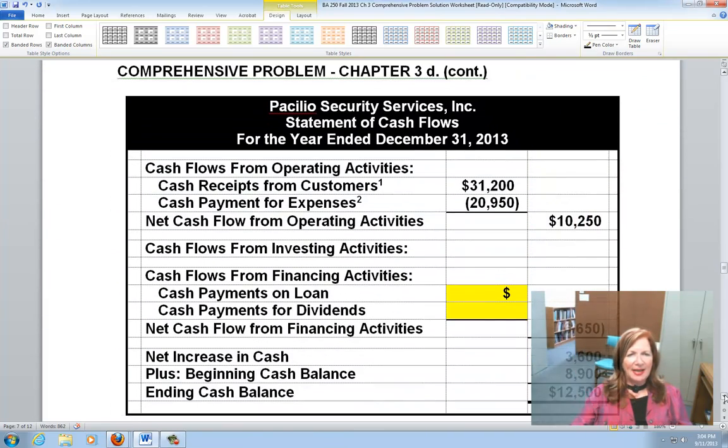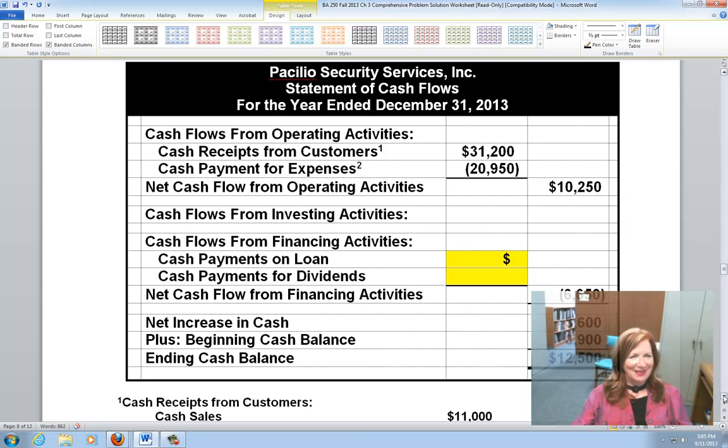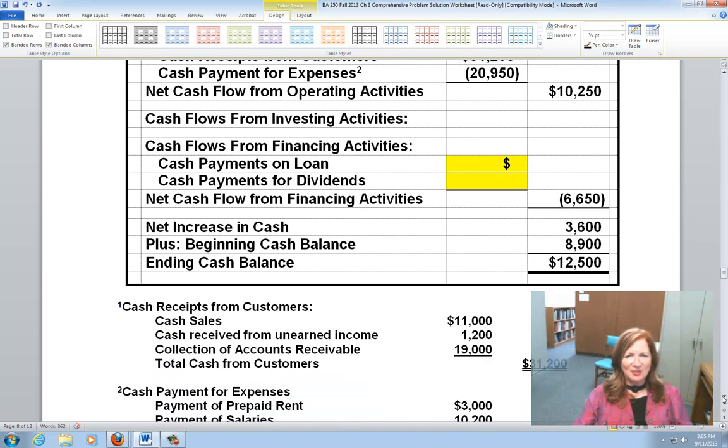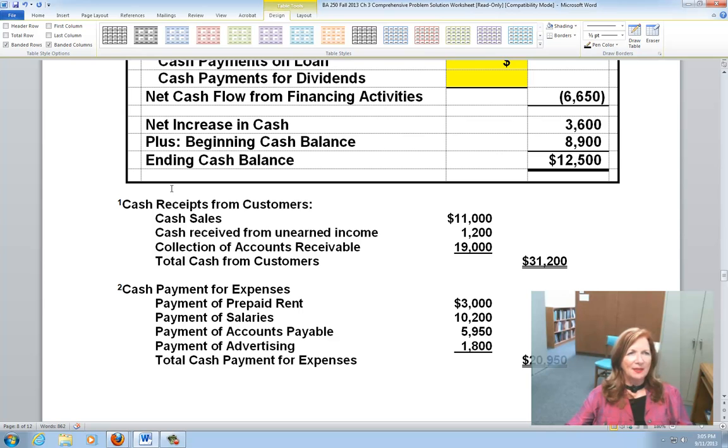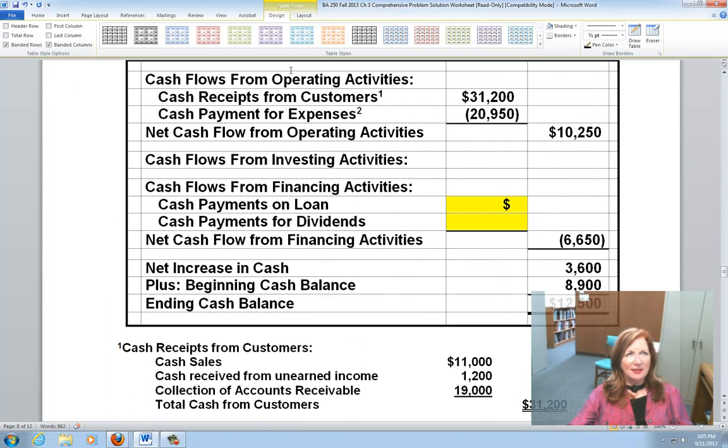And then this cash flow, I ask you to put in the cash of the loan payment and the cash of the dividend, and when you're finished, those 2 should add up to make $6,650. And I left the instructions here for you on the cash from customers and the cash from expenses so that you could see the proof of the cash flows from operating activities, cash receipts from customers, and cash payments for expenses, and getting this number. I wanted you to be able to see where that was coming from so you could gently become familiar with doing this calculation.